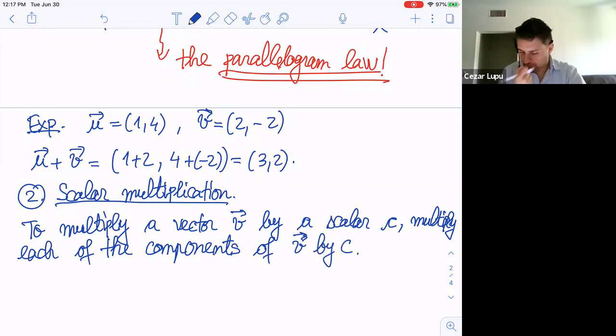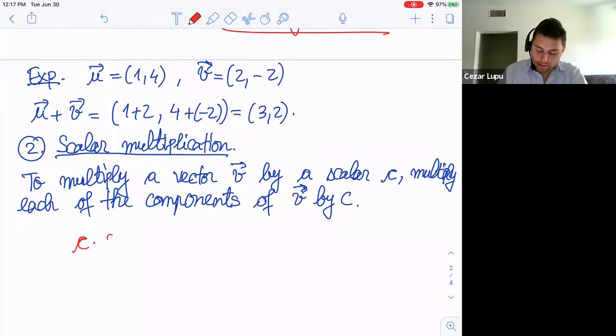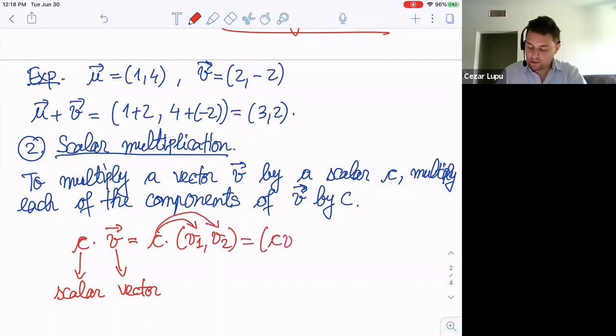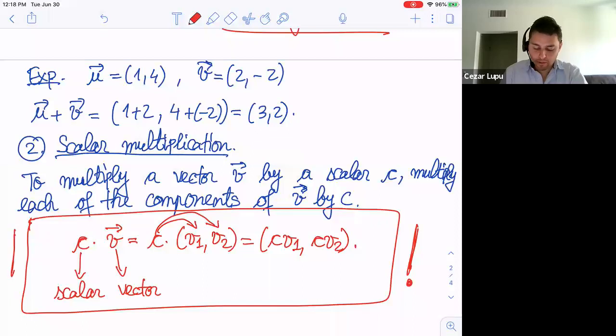So in other words, we have c, this is a scalar, times v. That's why I want to put the arrow here, so that you can see the difference between the two. Scalar, vector. And suppose this vector has components v1, v2. So it's c times (v1, v2). And guess what? You multiply c by each component. So it will be (c v1, c v2). Okay, that's how we're going to do it. So this is a scalar multiplication.